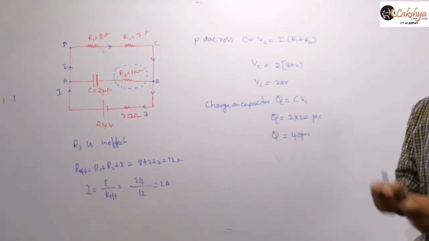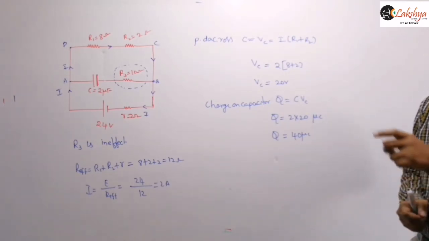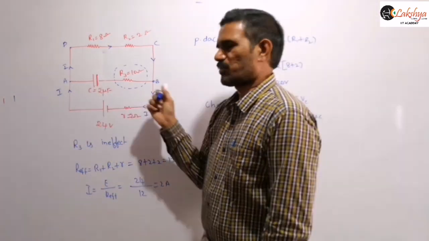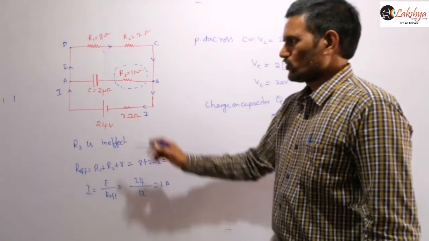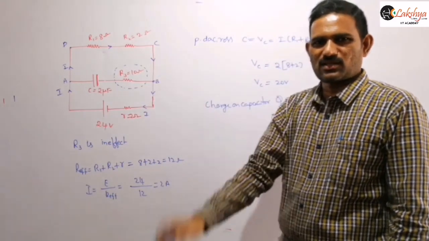That is the point you need to remember. When a capacitor is in steady state, no current flows through that branch. No current flows through the branch in which this capacitor is connected here. And so this resistance will become ineffective. In the remaining circuit only we need to calculate the current there.